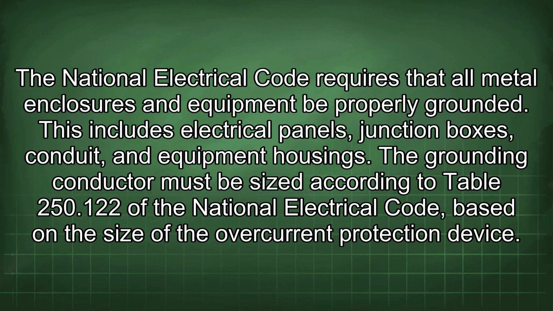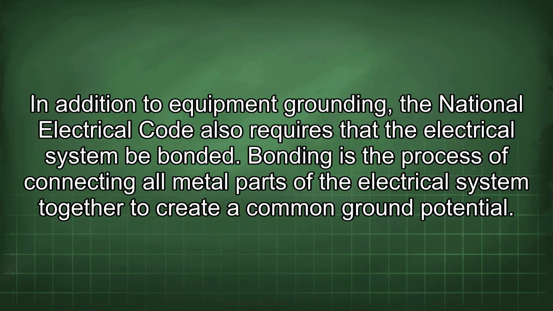The grounding conductor must be sized according to Table 250.122 of the National Electrical Code, based on the size of the overcurrent protection device. In addition to equipment grounding, the National Electrical Code also requires that the electrical system be bonded.